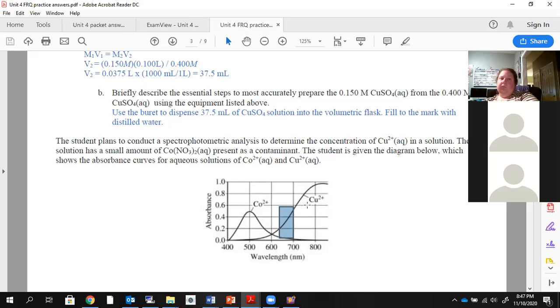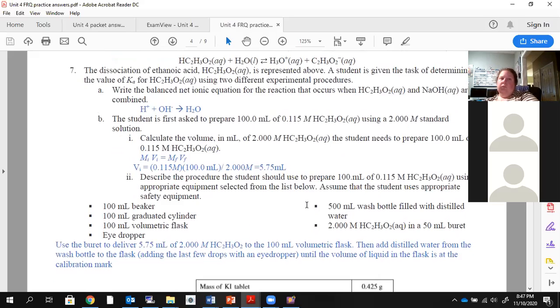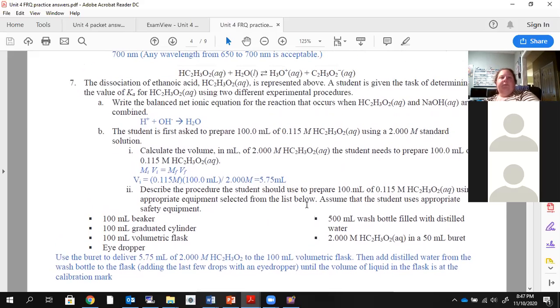And then on question 7, I wasn't sure how to write the equation for part A. So this is going back to net ionic equations. Basically, anything that says aqueous is going to split up into ions. Sorry, I'm misreading. So when we've got aqueous acetic acid reacting with aqueous sodium hydroxide, again, these are aqueous. This is going to be a double replacement reaction.